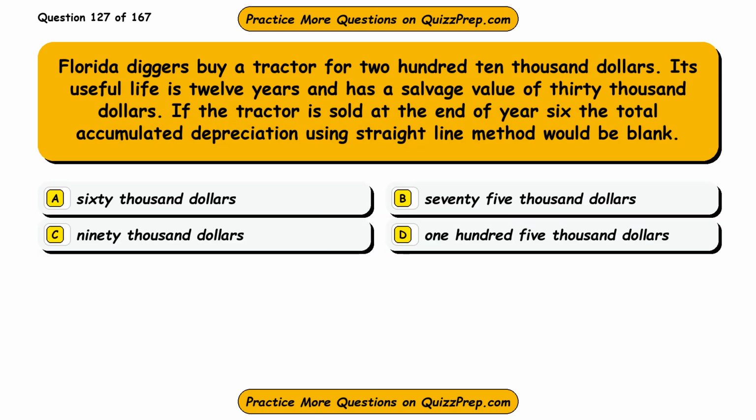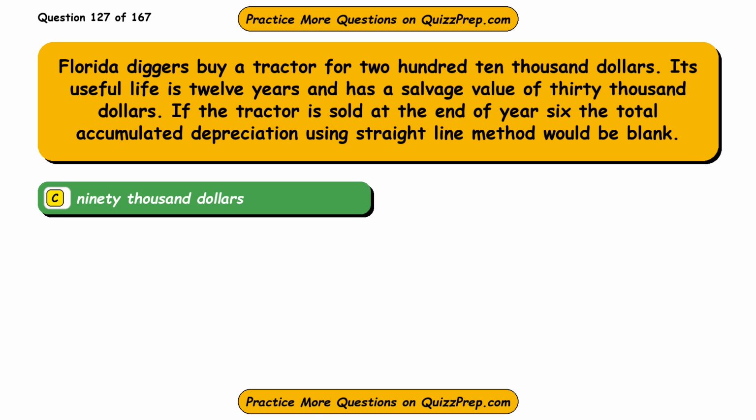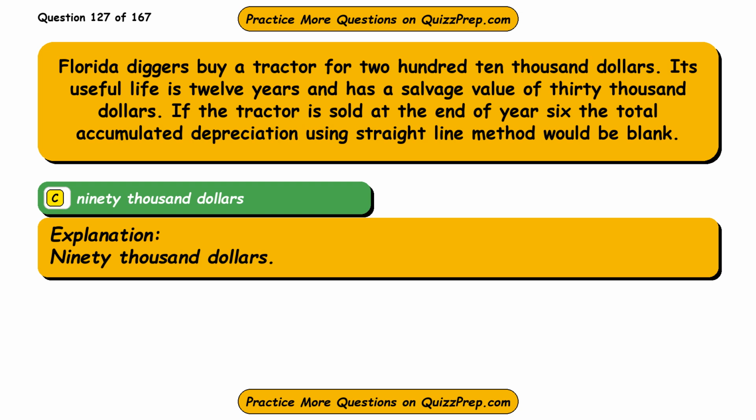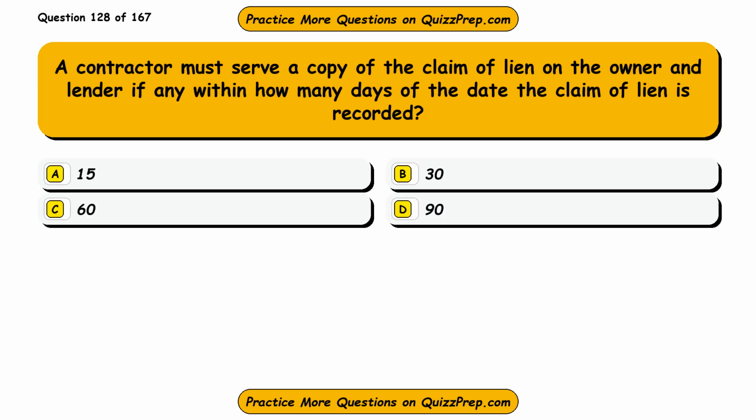Question 127. Florida diggers buy a tractor for $210,000. Its useful life is 12 years and has a salvage value of $30,000. If the tractor is sold at the end of year 6, the total accumulated depreciation using straight line method would be blank. Option A, $60,000. Option B, $75,000. Option C, $90,000. Option D, $105,000. The correct answer is option C, $90,000.